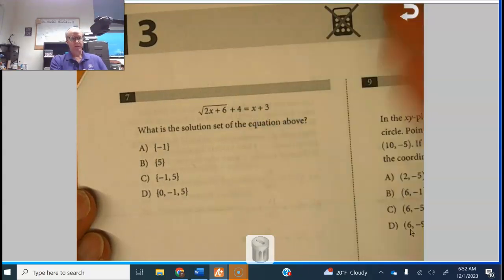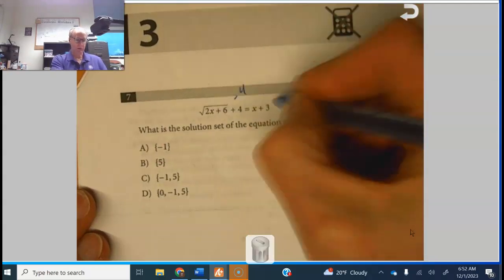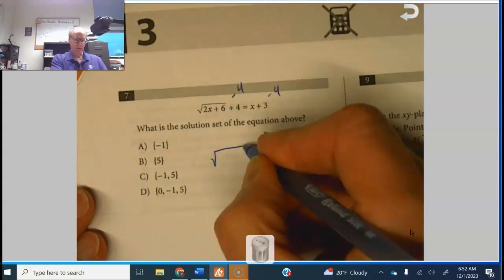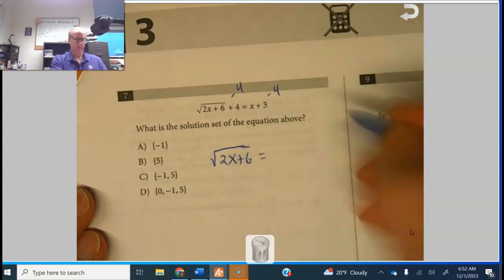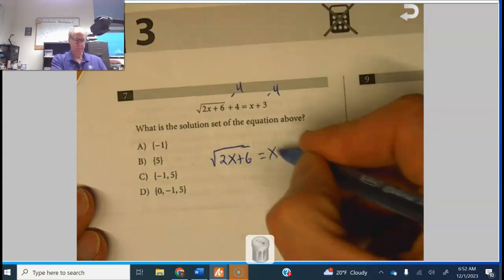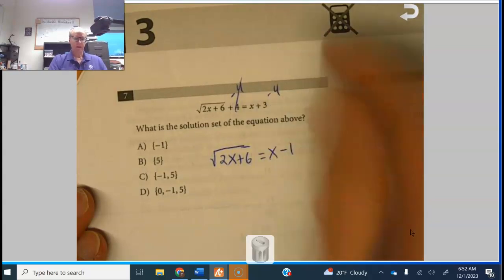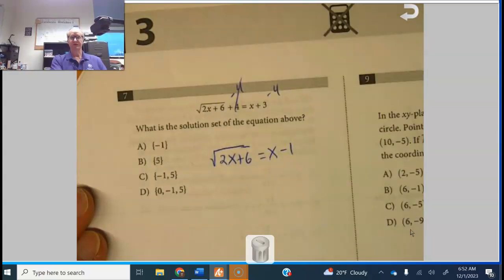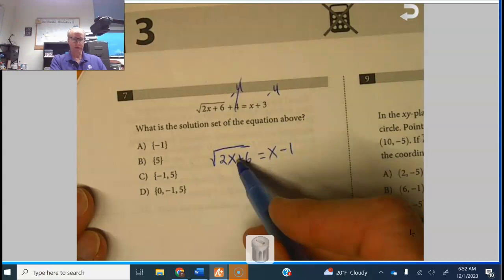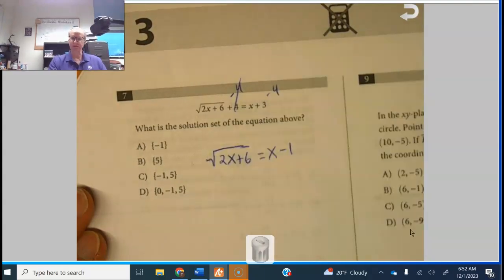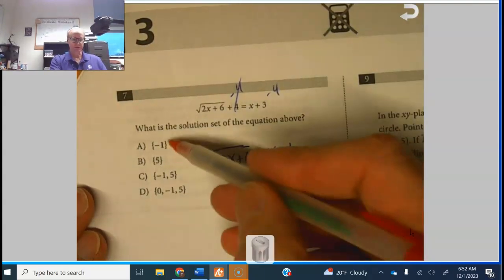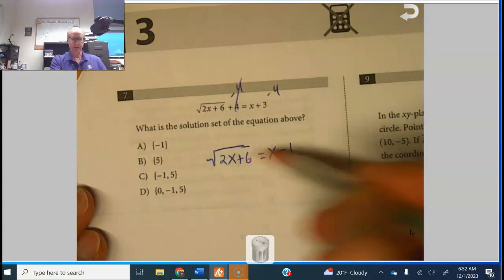And there's a lot of ways of doing this. My first impulse was to subtract the 4 and get the square root of 2x plus 6 is equal to x minus 1. And what I'm going to do now is square both sides to get rid of the square root. But there is another way to do this. If you're not very adept at solving equations, what you can do is use the solutions to try to see if it works.